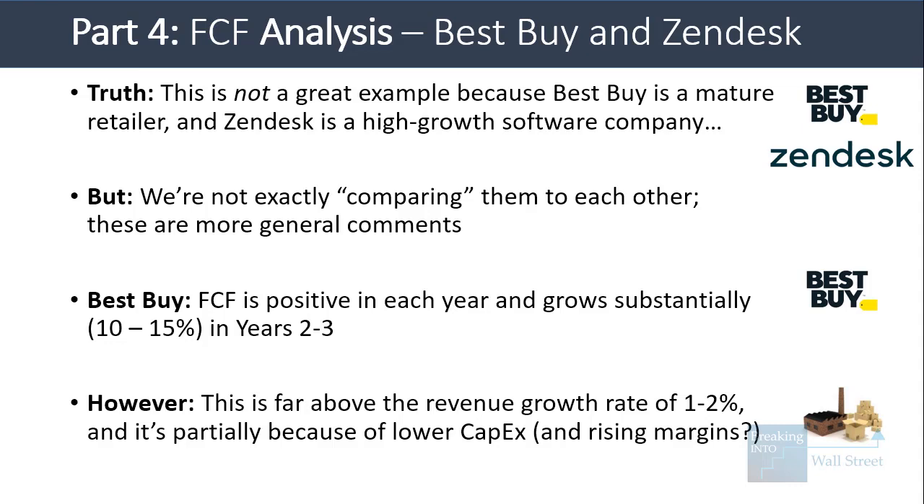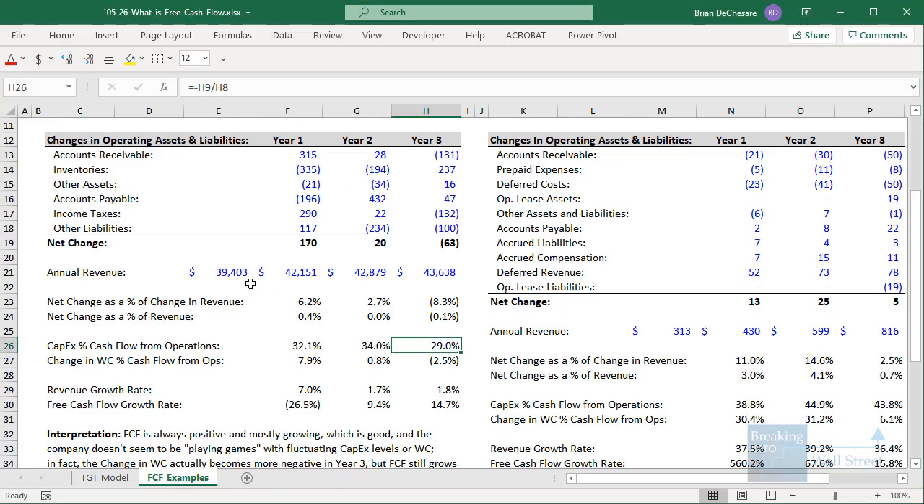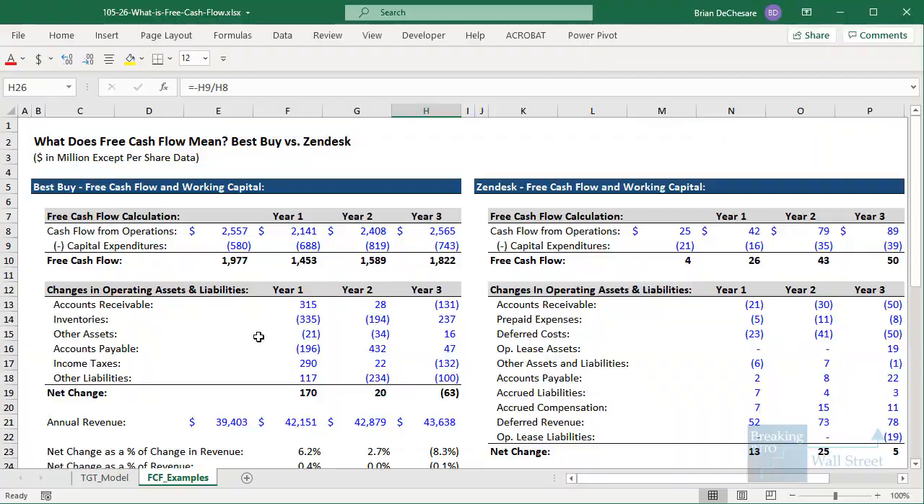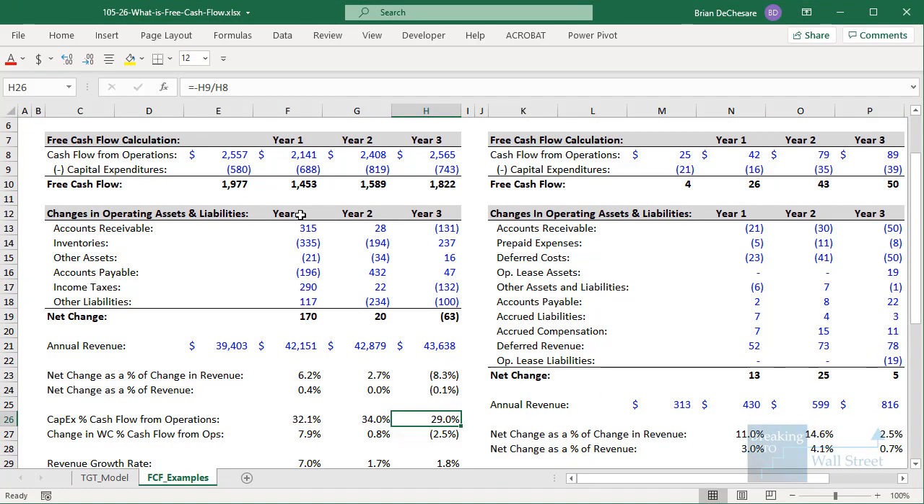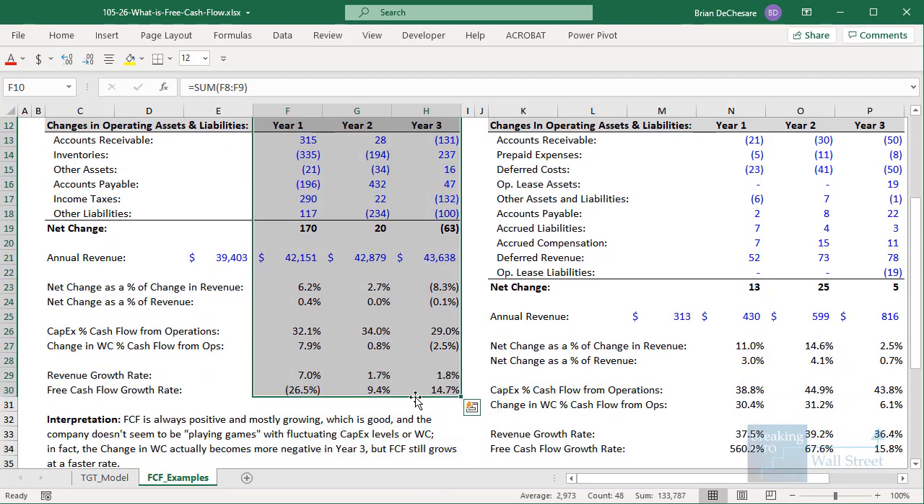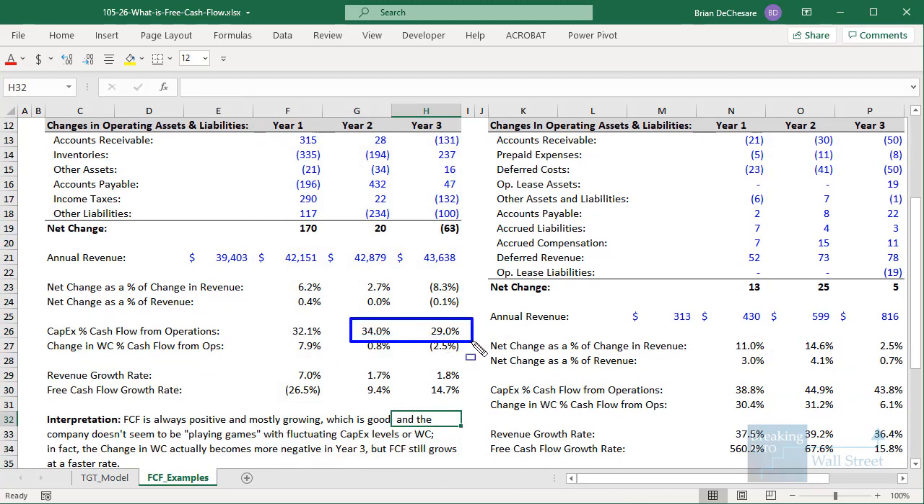We also think that the company's margins might be rising. We don't have their operating margins listed on this tab, but that could also explain part of this. So overall, it's not exactly negative here, but we'd say that it is slightly concerning that it seems to be driven in part by this 5 percentage point drop between CapEx as a percent of cash flow from operations in year 2 and year 3.